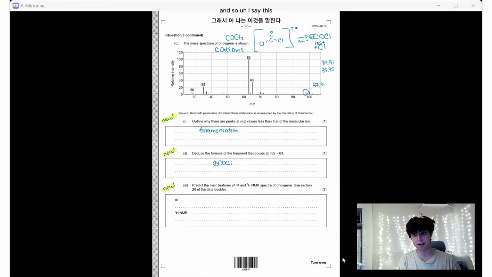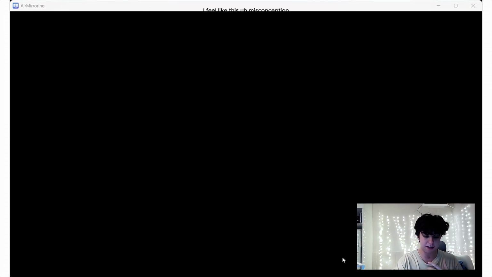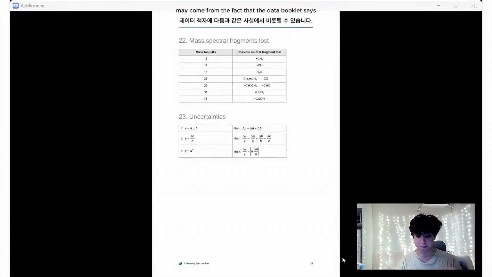Okay. And so I explain this because I feel like some people may mistakenly put a radical, which one just isn't what the mass spectra detects. The mass spectra only detects charged species. And two, I feel like this misconception may come from the fact that the data booklet says possible neutral fragments lost, because the data booklet doesn't tell you like these peaks. This isn't what it's detecting. It's not detecting a CH3. It's not detecting an OH. It detects what is left over once that part breaks off, which is the cation.